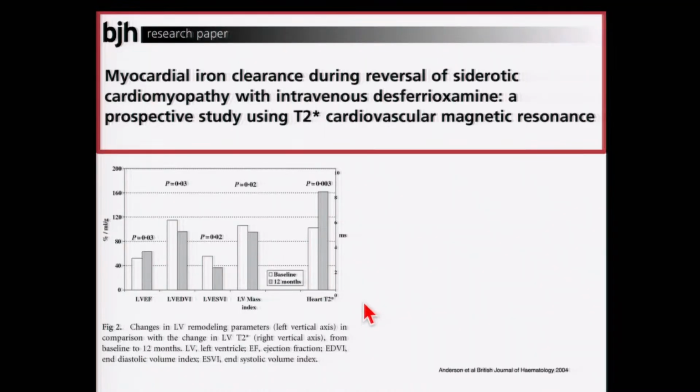And so that's become the threshold that we use to say T2 star values of less than 10 are suggestive of severe iron overload. And then really normal T2 star values should be over 20. And so between 10 to 20 is kind of a borderline zone.